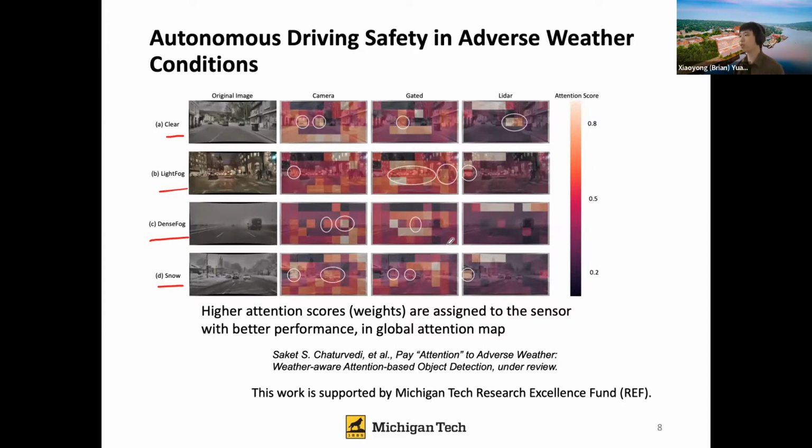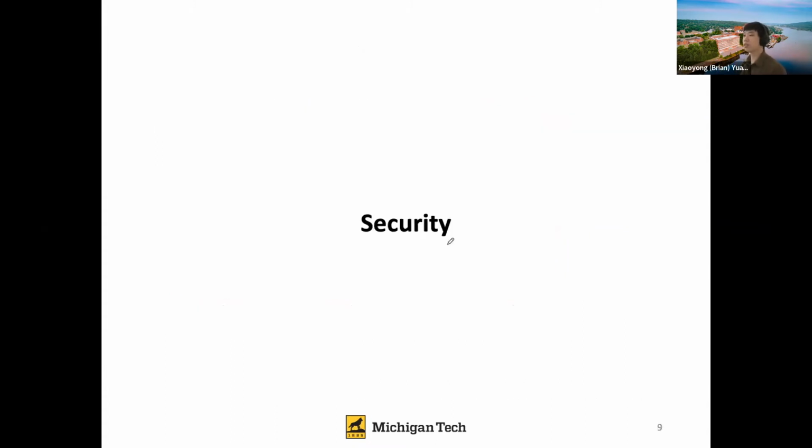Okay, in this work, we try to solve a machine learning problem when the input data is distorted due to poor sensor performance in adverse weather conditions. Next, I will talk about another issue in trustworthy machine learning, which is security, when the input data is distorted intentionally by some attackers, some hackers.